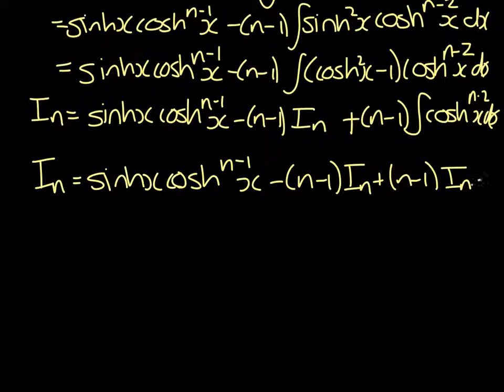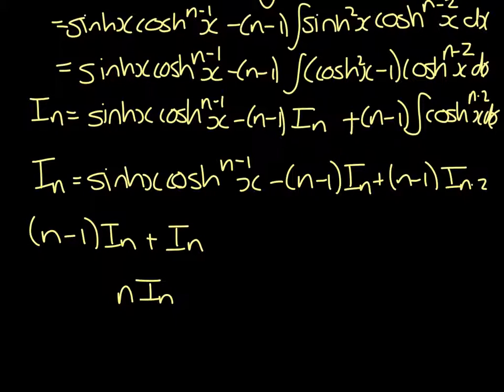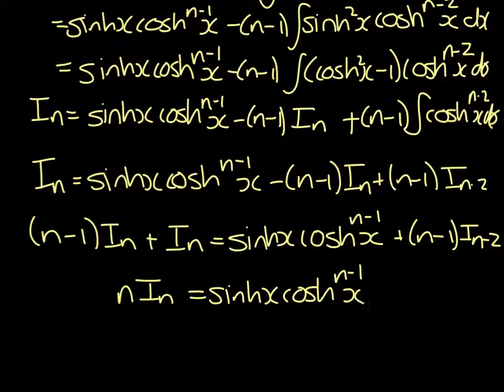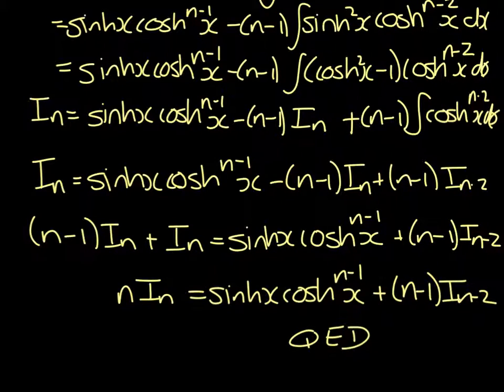and now we need to bring everything together. So on the left hand side we're going to have n minus 1 In plus In, which is going to give us n In. And on the right we're going to have our sinh cosh to the power n minus 1 plus n minus 1 I n minus 2. So n In equals our sinh cosh to the n minus 1 plus n minus 1 I n minus 2, as asked for in the question.